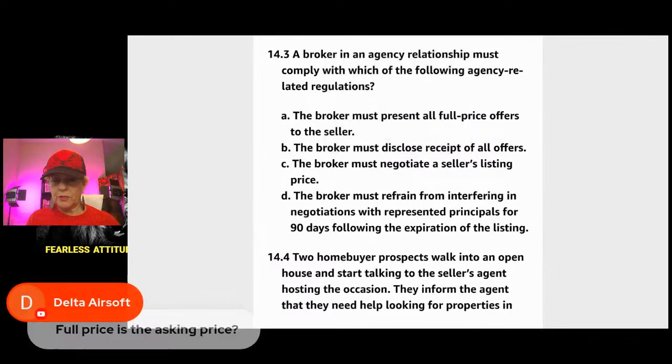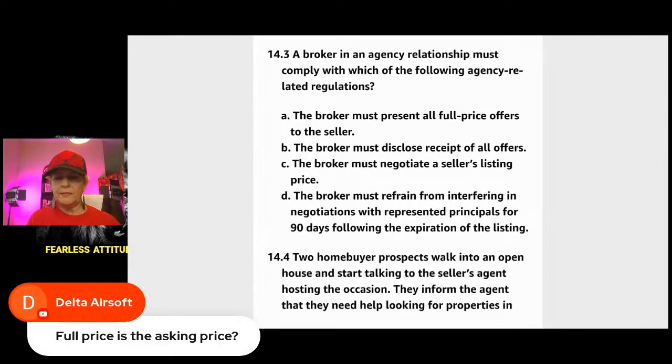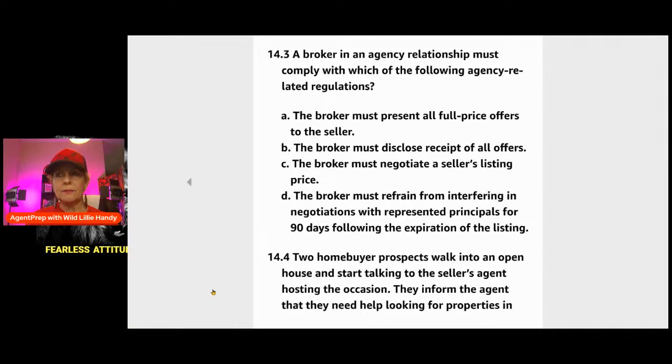Let's see, we have a question. Full price is the asking price? Yes, full price is the asking price. That is the listed price. Tricky, must read carefully. Yes, okay. So must disclose receipt of all offers. So we're going to receive the offers first as a realtor, as a broker. And we're going to inform the seller.